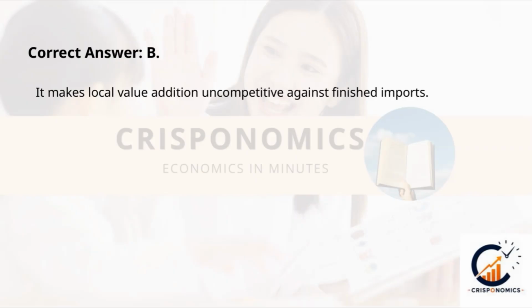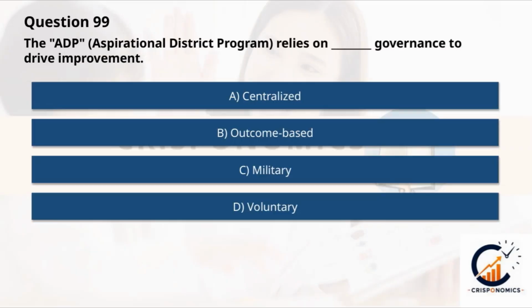The Aspirational District Program, or ADP, depends on a certain style of governance to make progress happen. This slide asks us to consider which approach best drives improvement. Is it centralized control, focusing on outcomes, involving the military, or relying on voluntary participation? Understanding this helps us see how the program encourages districts to take charge and improve from within, rather than just following top-down orders. Let's think about which option fits the program's spirit best.